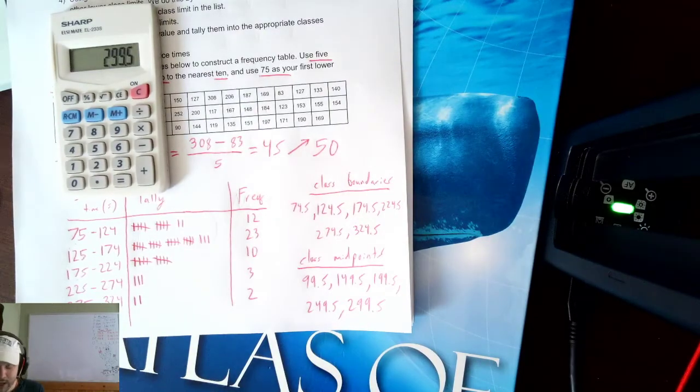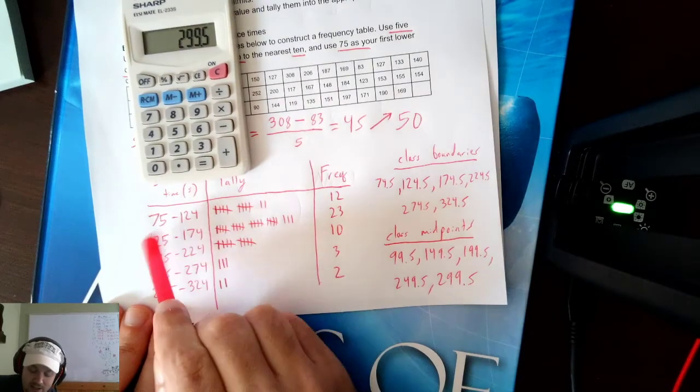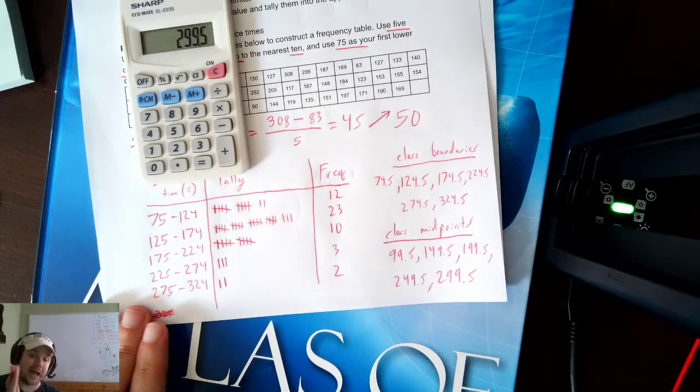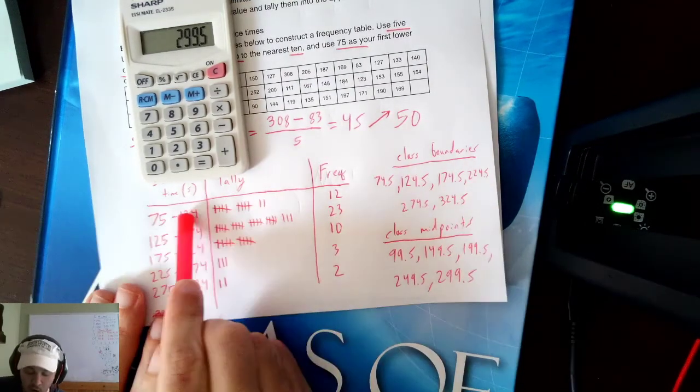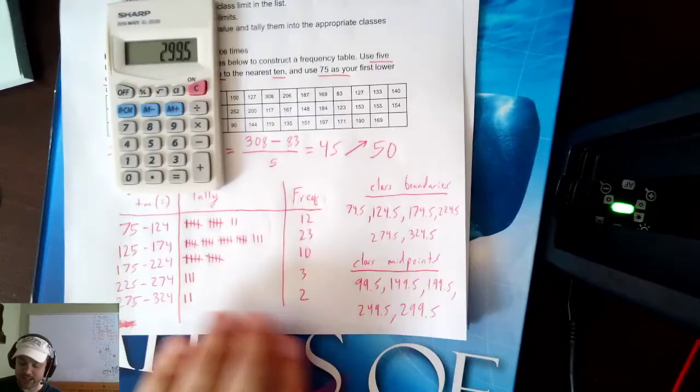So, boundaries and midpoints, make sure you note the difference. The boundaries are the numbers halfway between the end of one and the beginning of the next. That's the boundaries. They're on the boundary. The midpoints are within the classes themselves. They're midpoints, right? Make sure you know the difference.